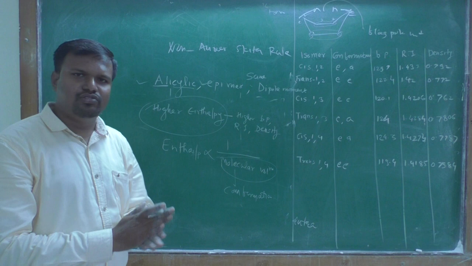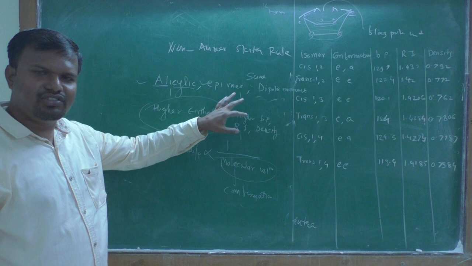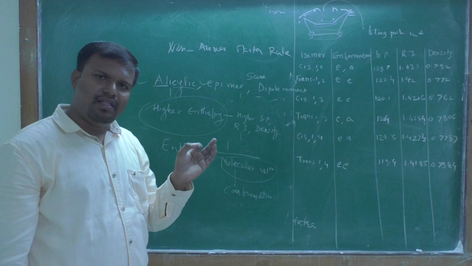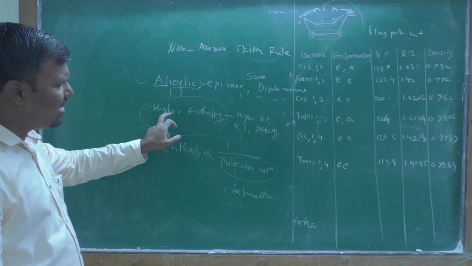What is the statement of this law? Any alicyclic, that is aliphatic cyclic, compounds that are epimers, meaning there are two compounds with the same number of chiral centers that differ in configuration at only one chiral center, and which have the same dipole moment. By comparing these compounds, the one with higher enthalpy shows higher boiling point, higher refractive index, and higher density.